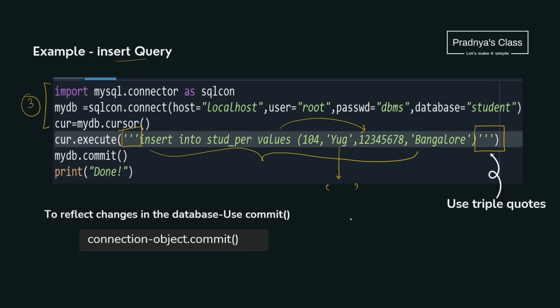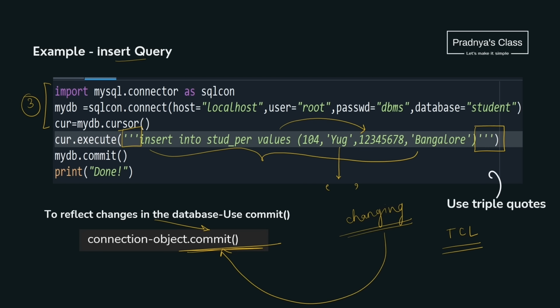Alright, with the insert query we are changing something in the database. So to save those changes permanently we will be using one command, that is nothing but commit. It reflects the changes in the database. It is one of the TCL languages, that is transaction control language. We already discussed 2 types of language, DDL and DML. This is the third one. It works with the database connection object because we are changing the database. Hope you understood this explanation.